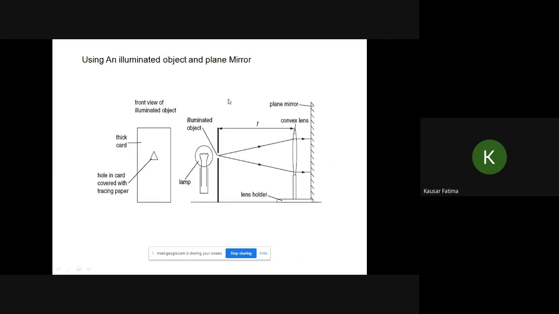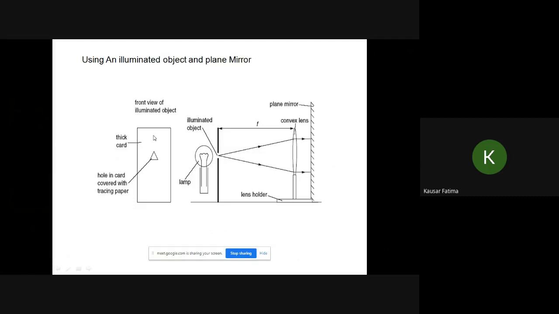Because if the object is placed between f and the optical center, very close, the image will not be formed on the screen, and that will be a virtual image, and that is the purpose of a magnifying glass. So if you want to obtain a real image, your object has to be beyond the focal point at least. Okay, so the other method is using an illuminated object and a plane mirror.